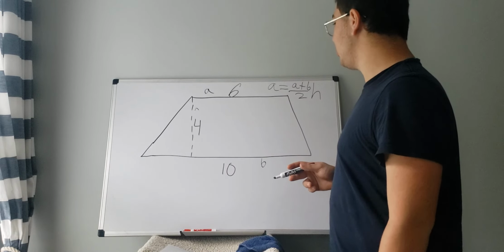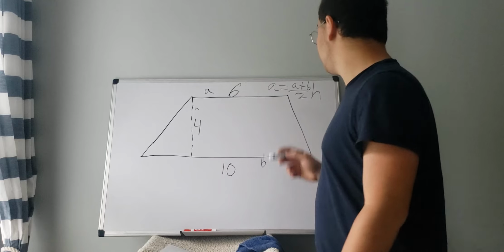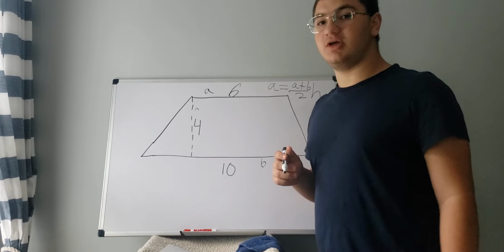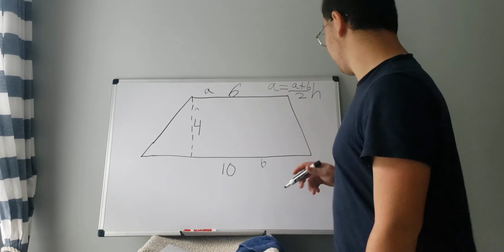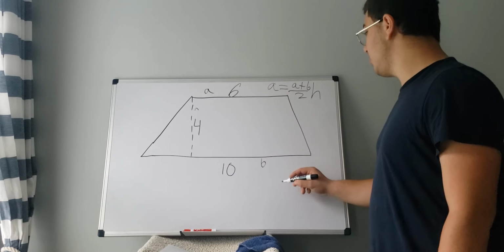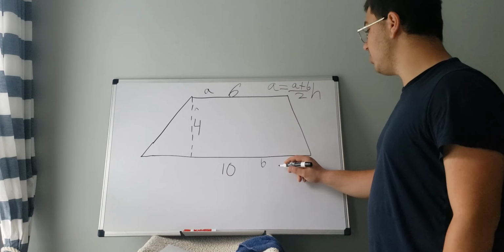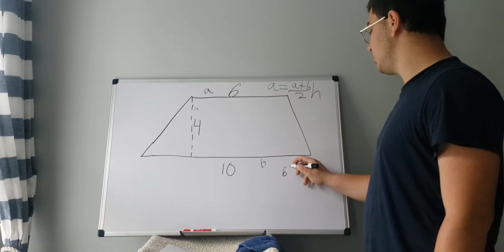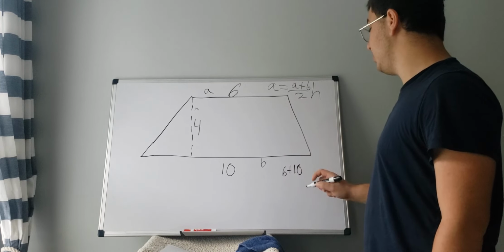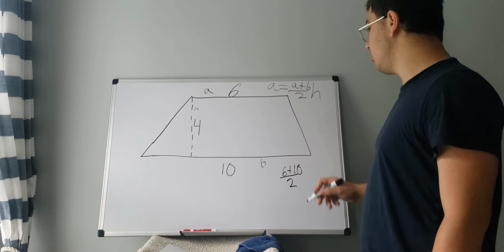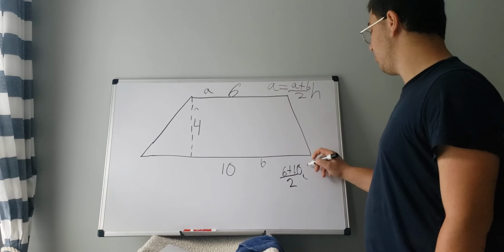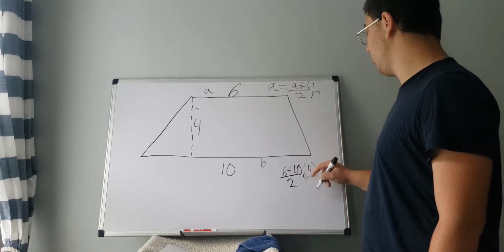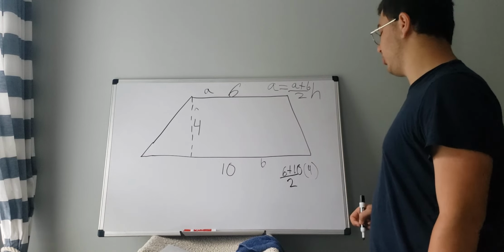Okay, so essentially what we're going to do is just plug the numbers into the formula to get our answer. And I'll write that on the bottom here. So we have our A plus B. Our A is 6 and our B is 10. So 6 plus 10 over 2 multiplied by 4. We're going to just put that in parentheses.